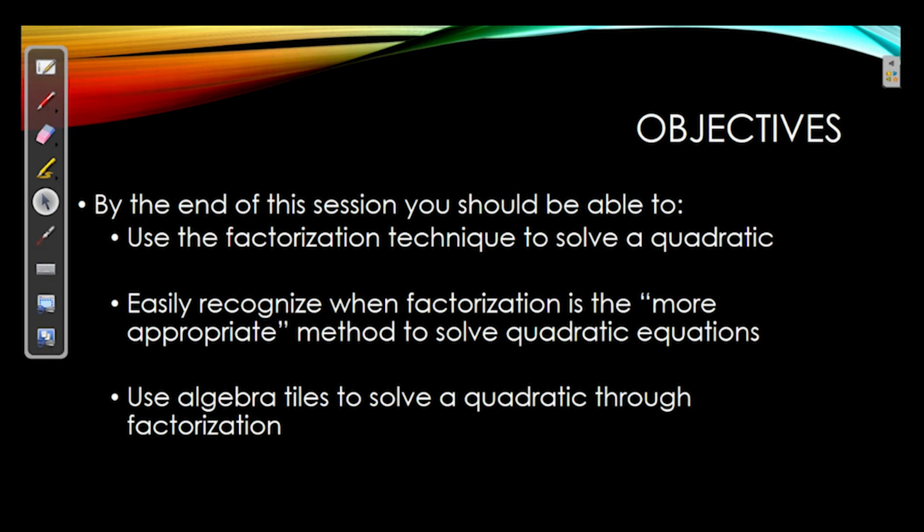And we're going to take a look at the use of algebra tiles to help us with understanding how the process of factorization works. If you don't have algebra tiles and you are quite alright with working with the algebraic processes, you should be just fine with being able to understand how the process works. So let's get into the process of factorization.